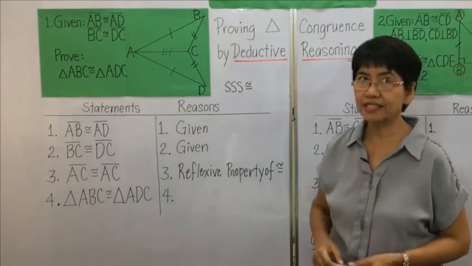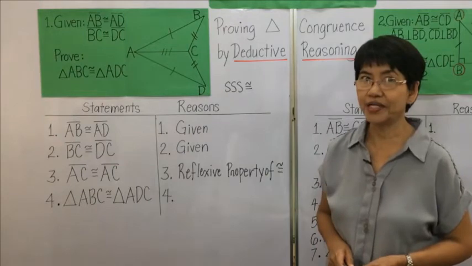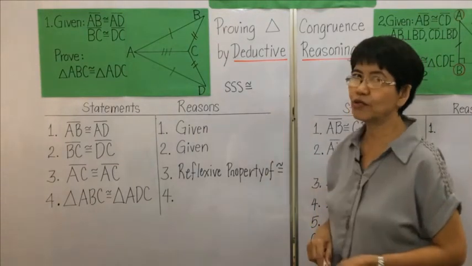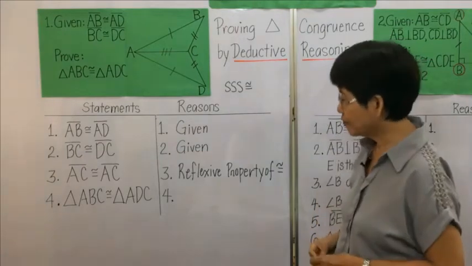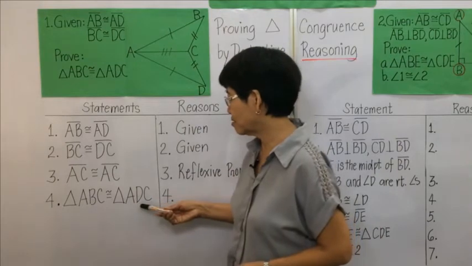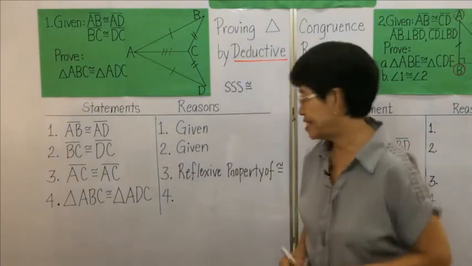So we have three sides which are already congruent respectively. So we can use the SSS congruence postulate. Therefore, we can conclude that triangle ABC is congruent to triangle ADC.